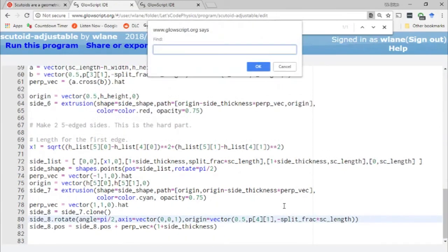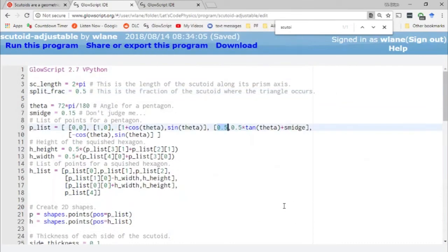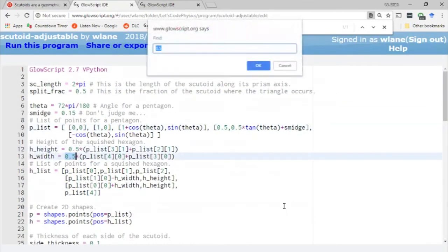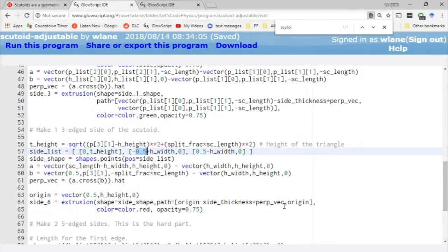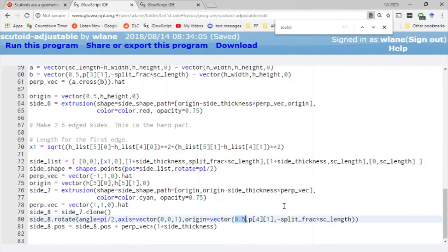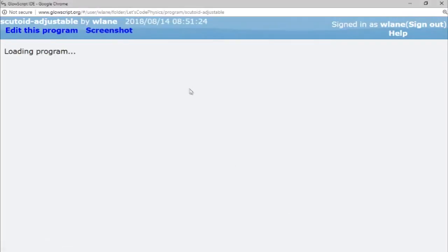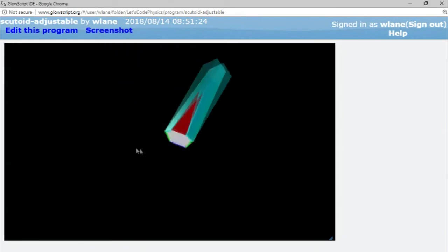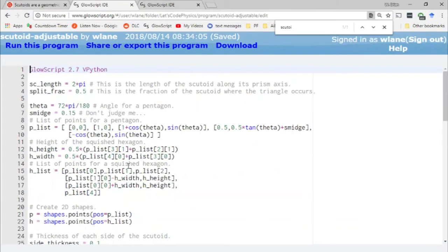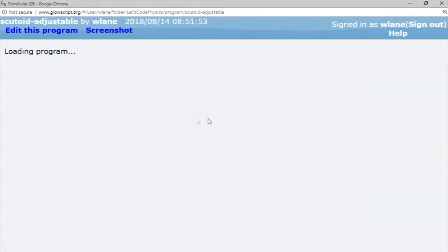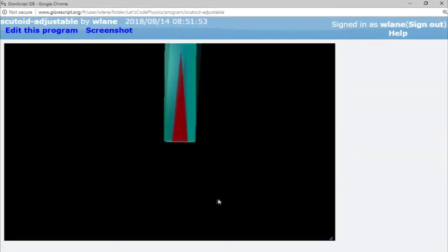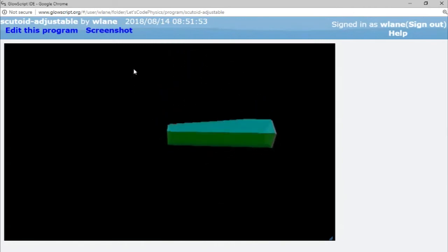Let me just do a quick search for other instances of 1/2. Those are fine. Side list, those are fine. That's fine. That's fine. That's fine. Okay, cool. Let's hit Control 2. Okay, so that worked. That kept it there. Let's try taking up, let's say the triangle is bigger, 3/4 of the scutoid. Oh, and there it went. There it happened. We've got the triangle going up.